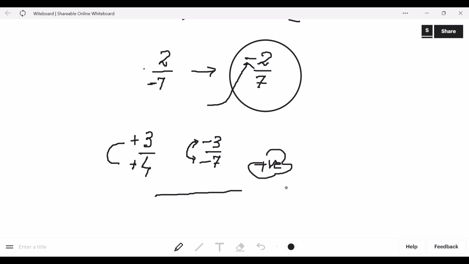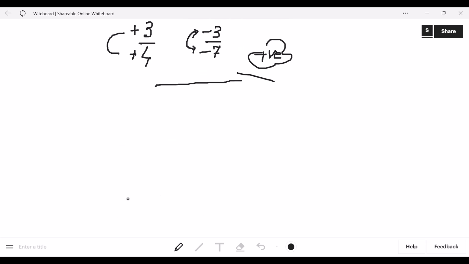That is, we say the rational number 3 by 4 is a positive rational number. 3 by 7 is also a positive rational number. That is, a rational number will be positive if both numerator and denominator have the same sign. And in the case the sign of numerator and denominator is opposite.